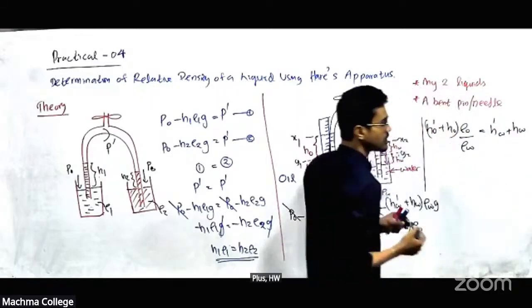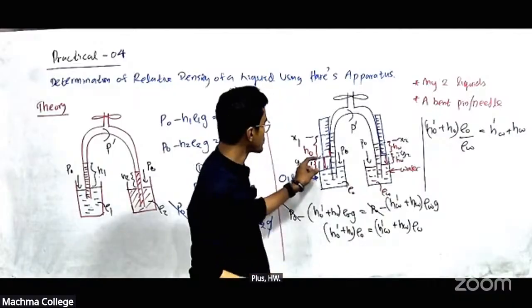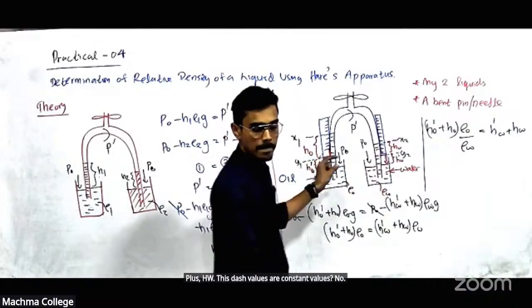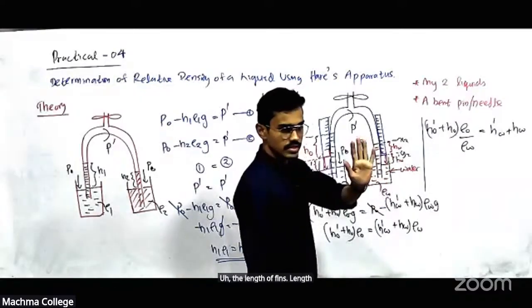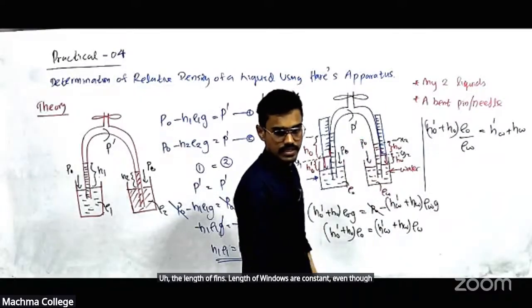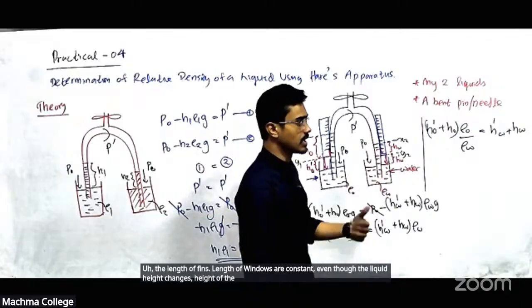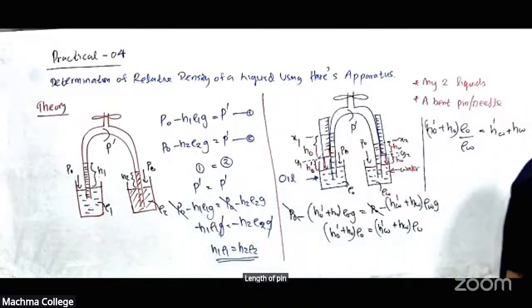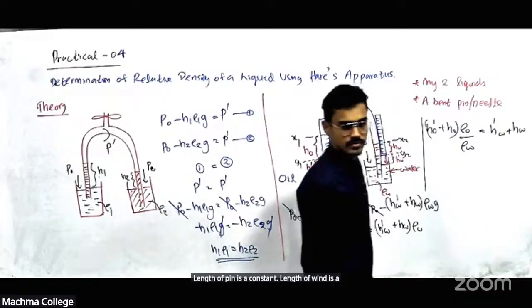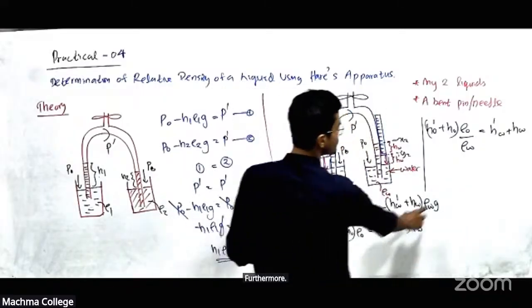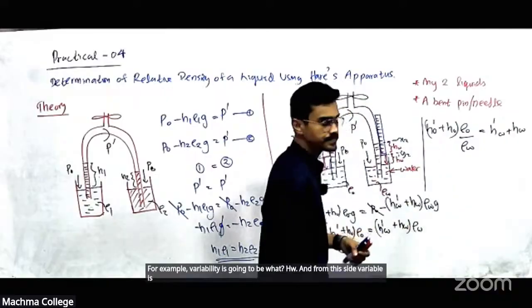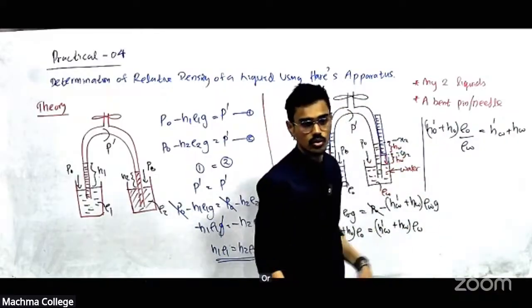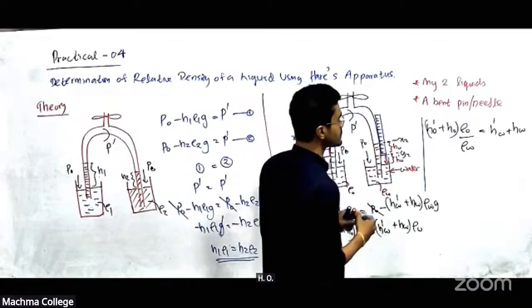These dash values are constant values, no? Because they are the length of the pins. The length of a pin is a constant. Even though the liquid height changes, the length of the pin is a constant. So therefore, the variable is going to be what? HW. And from this side, the variable is going to be what? HO. HO is the variable.